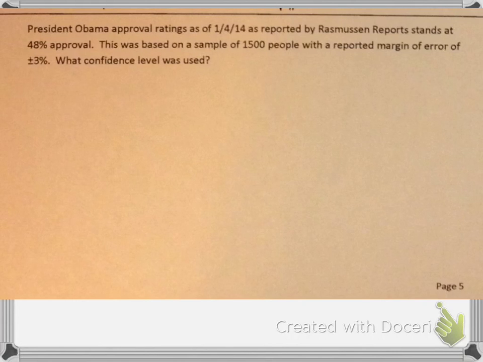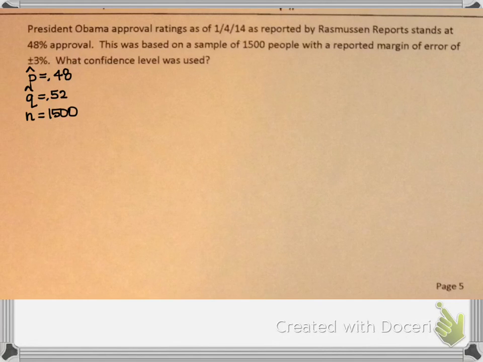All right, well, the first thing I'm going to do is identify what I have. So his approval stands at 48%. That means that my p hat is 0.48, which means then automatically that my q hat is going to be 0.52. They also told me the sample size, so that's my N. I believe that it was 1,500 people.